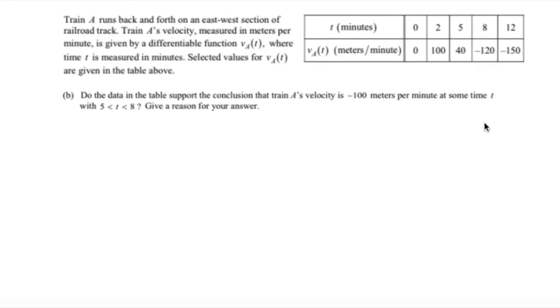Part B, the question asks us, do the data in the table support the conclusion that train A's velocity is negative 100 meters per minute at some time t, between 5 minutes and 8 minutes? And then it says give a reason for your answer. So actually this is a pretty easy question as well.